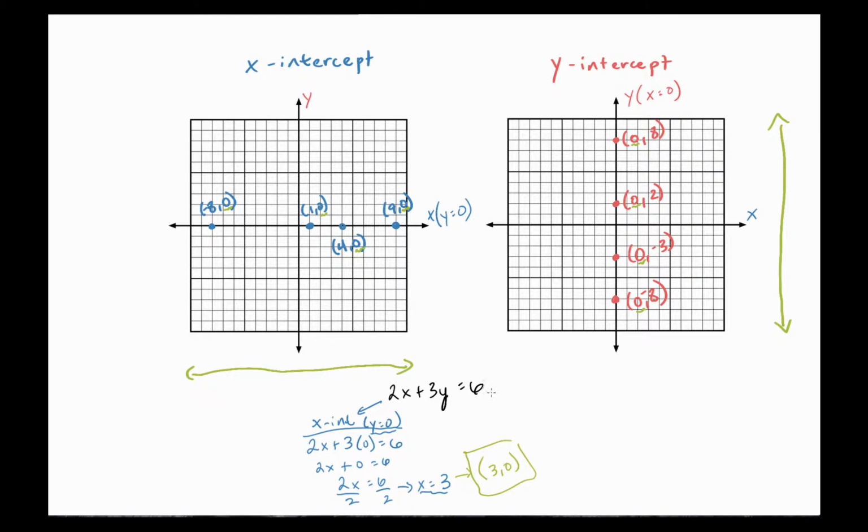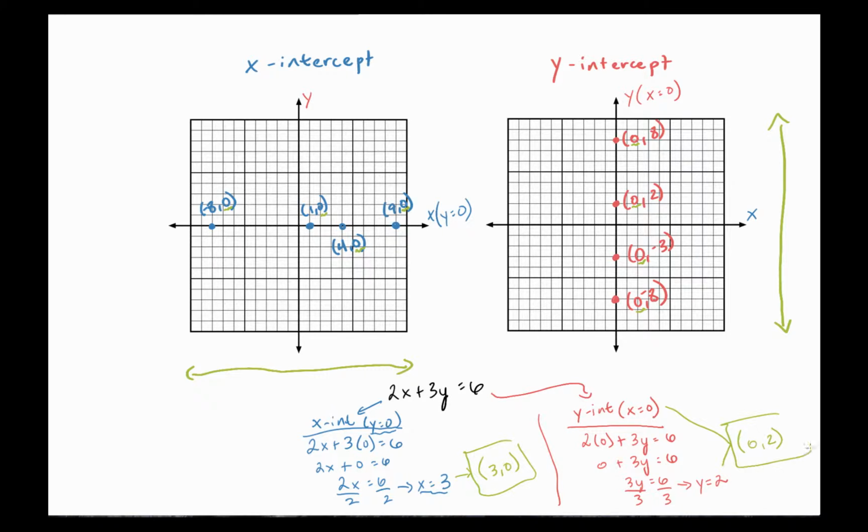By the same token, if I wanted to find my Y-intercept, I know that x is equal to 0 if I'm on the Y-axis. So I can just plug in 0 for x. And so now I know that x is equal to 0 and y is equal to 2, so I can write it as the ordered pair 0, 2, giving me my Y-intercept.